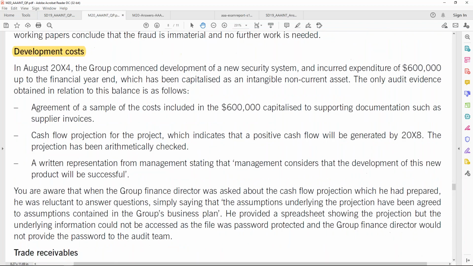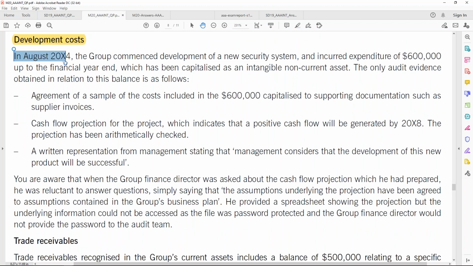Can you just read the development cost from here in August 2014? Let me give you some time for this, up to here, the password to the audit team. Can you read from the start to the end, from August 14 up to the password to the audit team, which I've highlighted? I'm giving you 4 minutes to read it. See if you can find where the evidence is inadequate, and if you can find some actions and some evidences as well. Take 5 minutes maximum and prepare yourself for an answer during the live webinar. Your time starts now. Start reading it. Keep a pen and paper with you and keep noting the points you want to.